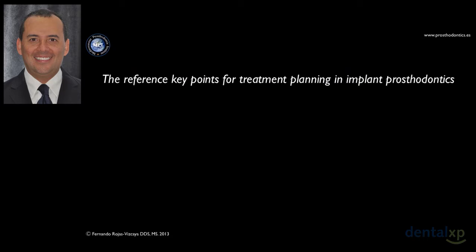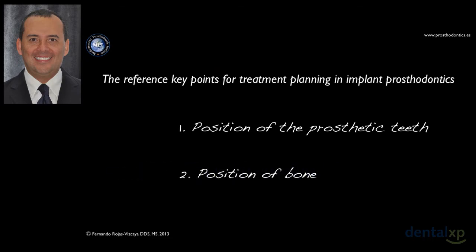Basically, what we are doing when we are working with dental implants is to determine, as a first point, the position of the new prosthetic teeth for our patient in relation to the face of the patient in the 3D position, to give the ideal lip support and obtain the ideal smile line. Once we have the ideal position of the prosthetic teeth, we will check where the bone is in relation to these teeth to determine the type of treatment.